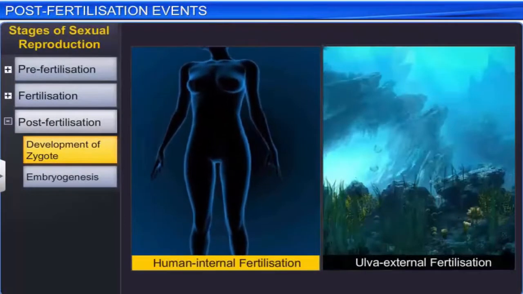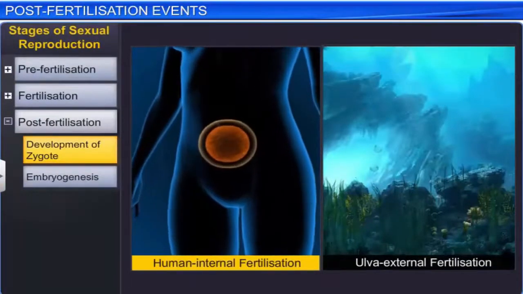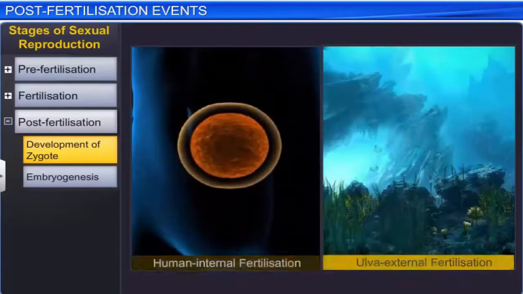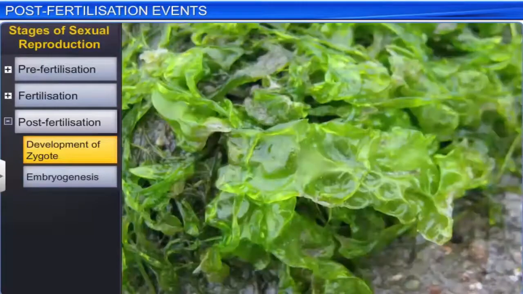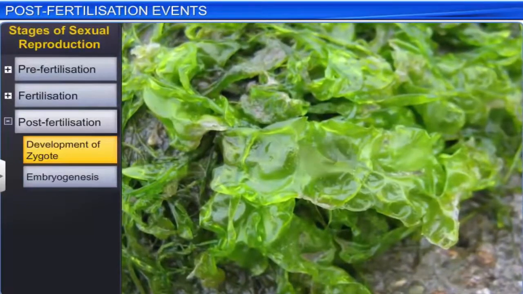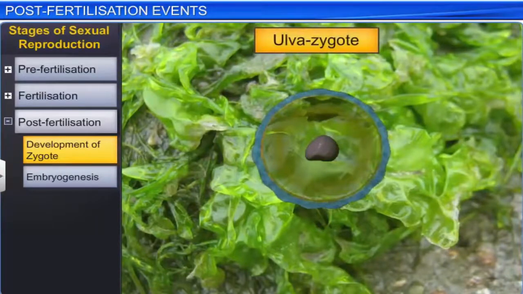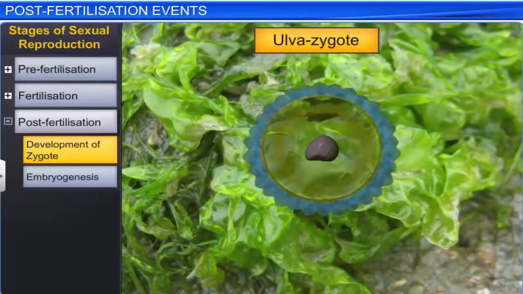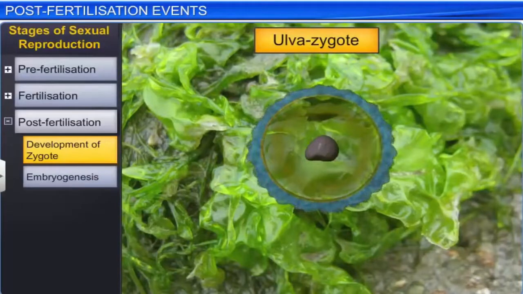Depending on whether fertilization is internal or external, the zygote is either formed inside the organism or outside in an external medium such as water. After its formation, the development of the zygote is largely influenced by its environment.